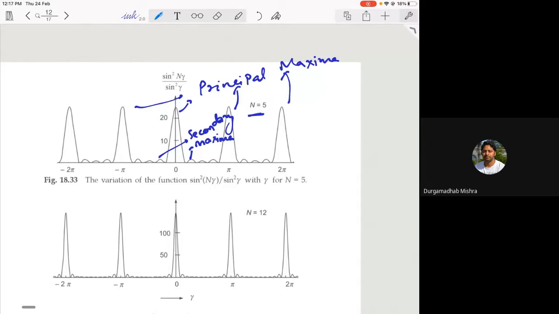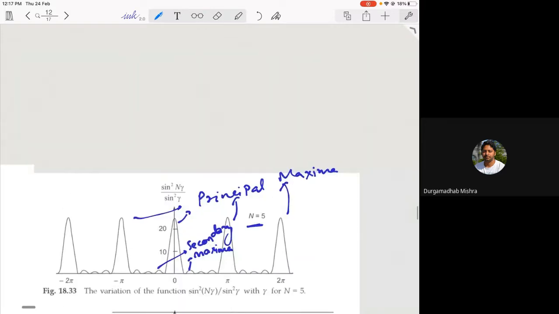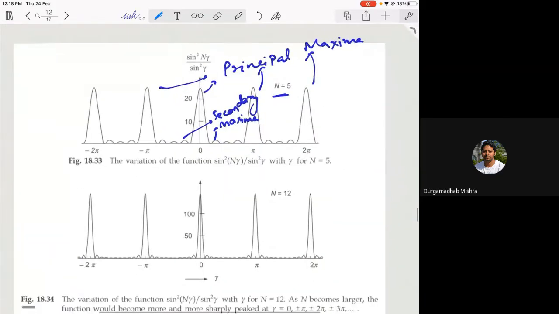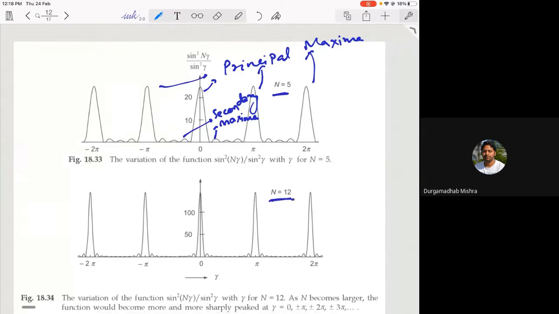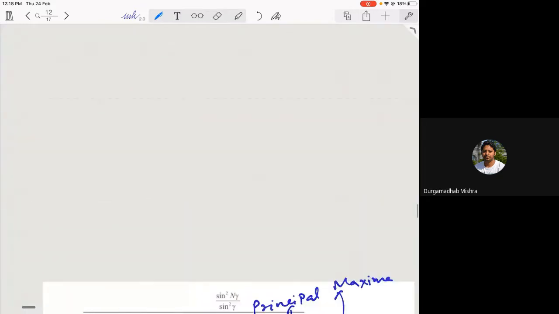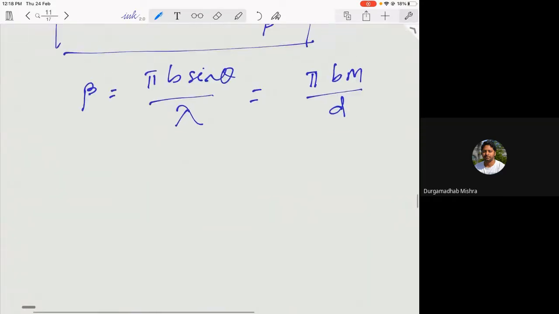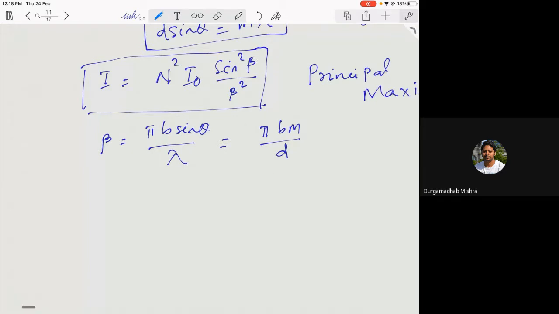And correspondingly the minima would be where the intensity is 0. The condition would be when b sine theta is equal to n lambda. So this is n equal to 5. Now if you increase to n equal to 12, it's the same situation. What only happened is the intensity of the central peak has increased, because there is an n square term. So that's why the intensity is much higher in this case, but the features are very similar. You have this principal maximum and then secondary maxima and the minima. So this is a really nice thing about this grating, that you can actually create many such maxima.